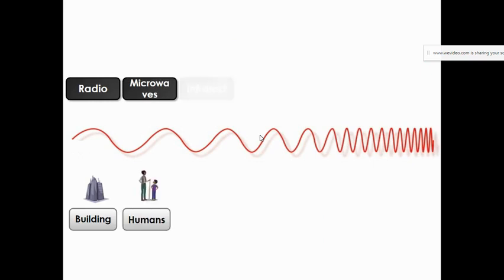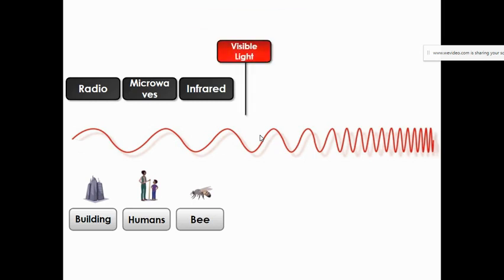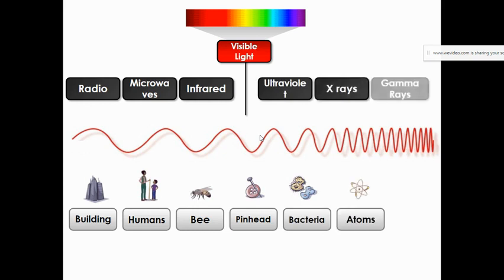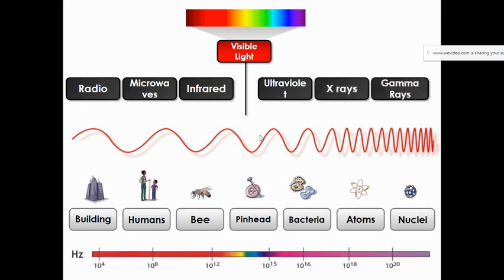So again, radio waves are about the size of a building or larger, microwaves about the size of a person, infrared waves you can think of the size of a bee, visible light is very small, ultraviolet the size of bacteria, X-rays the size of atoms, and gamma rays are the size of atomic nuclei.